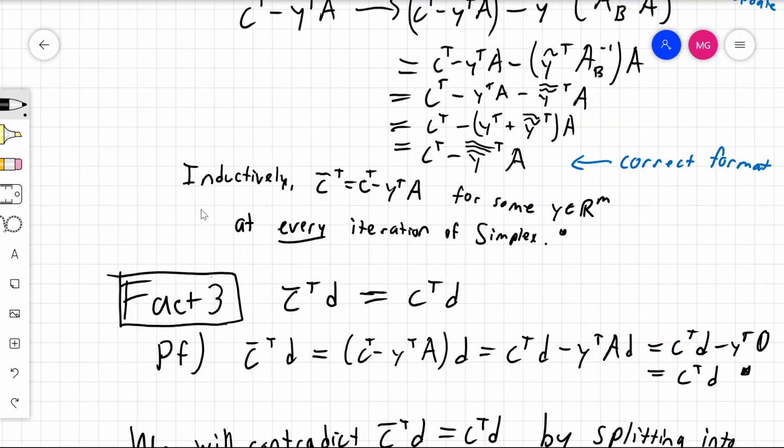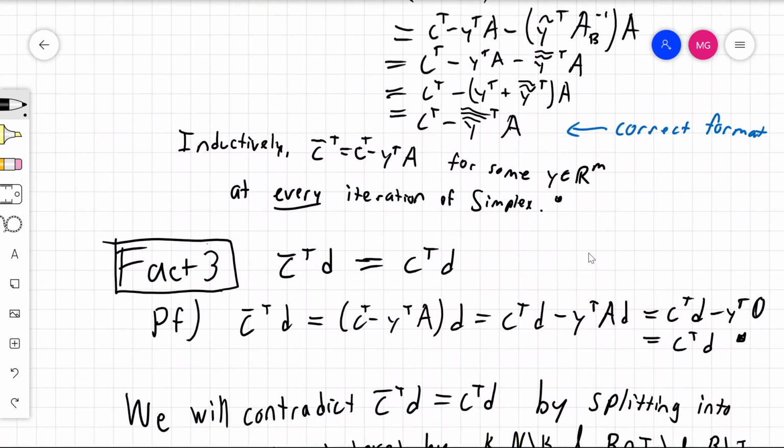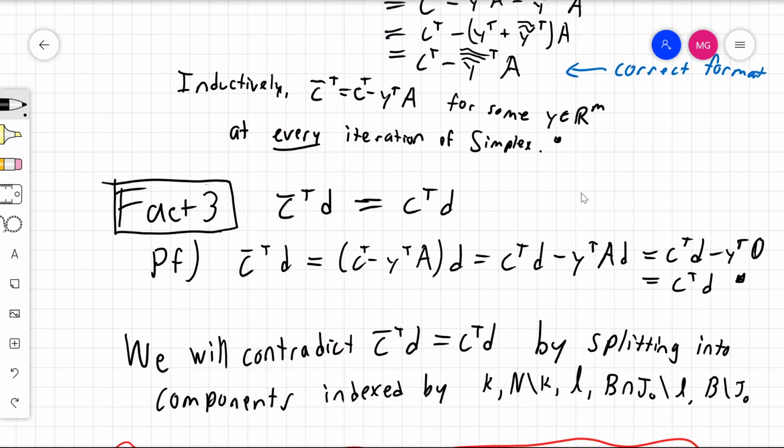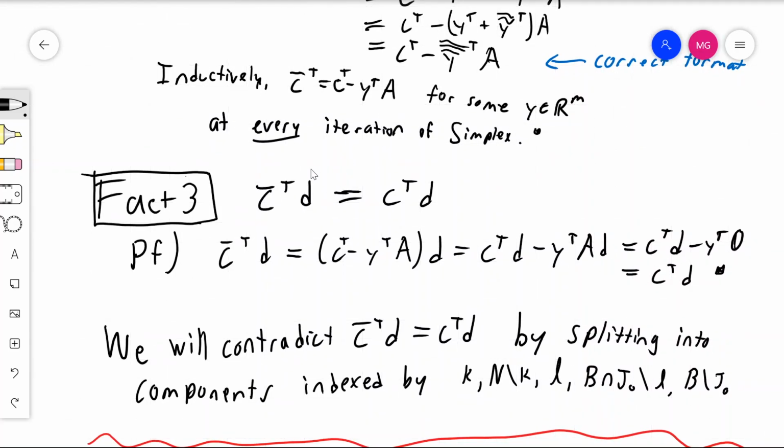Okay, so why were those things relevant? Well, we're going to combine those two previous facts into this. So this will be kind of the key fact that we need, which is that C bar transpose D is equal to C transpose D. So even though we're at two different bases, B and B hat, when you take the dot product with D, for C and C bar, you get the same thing.